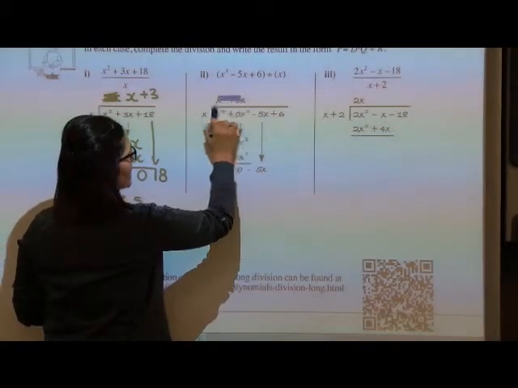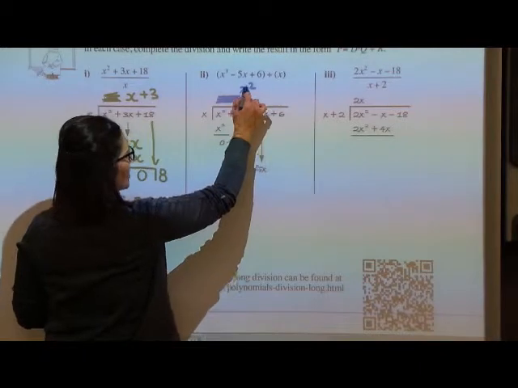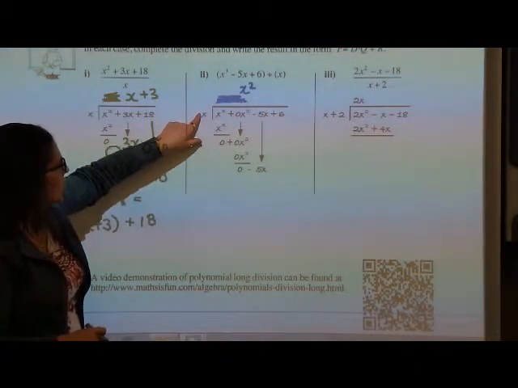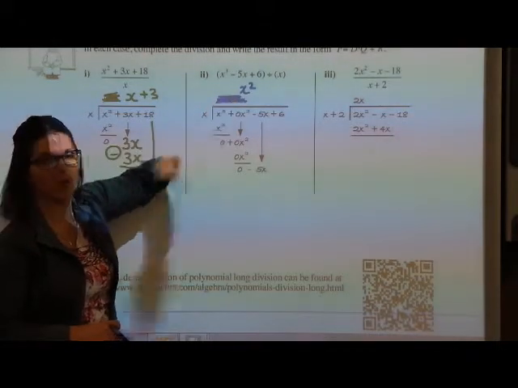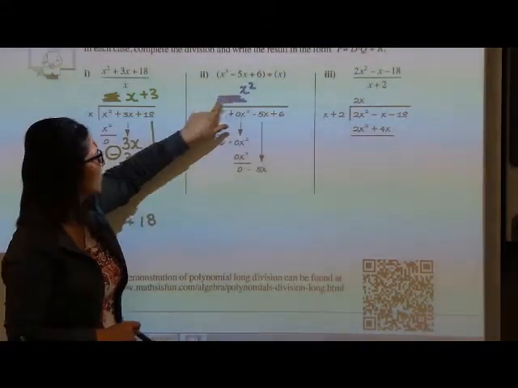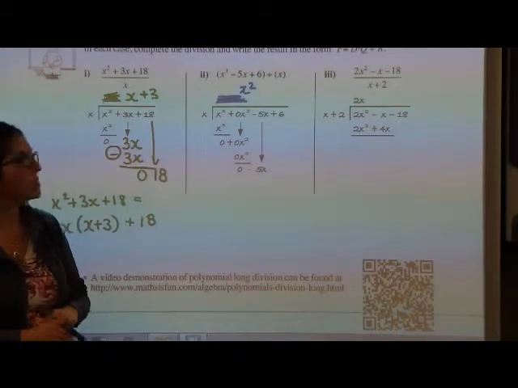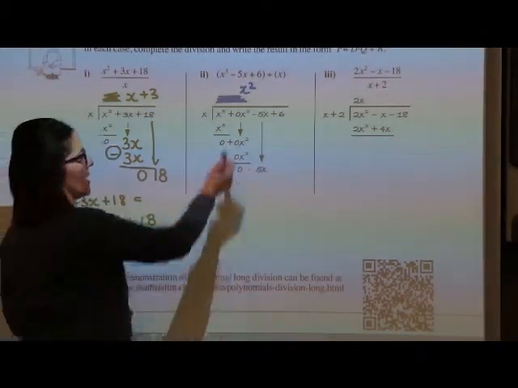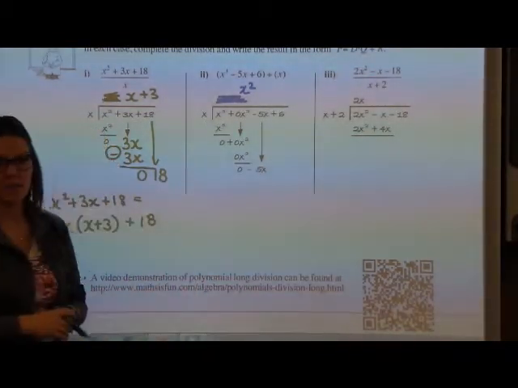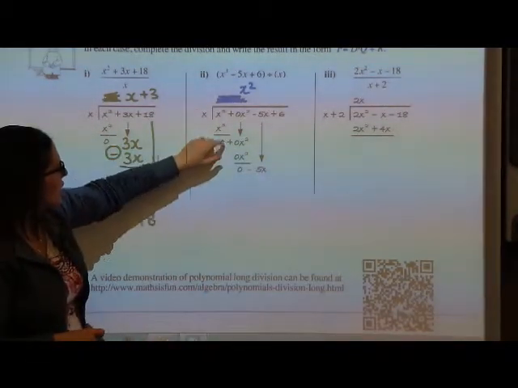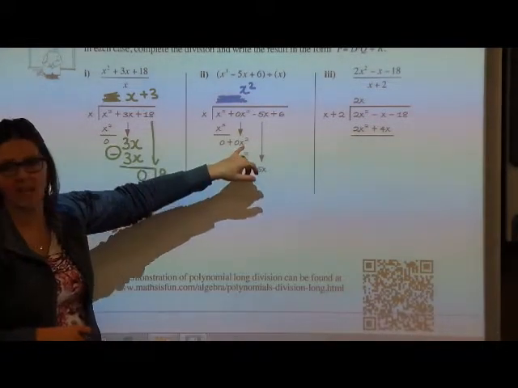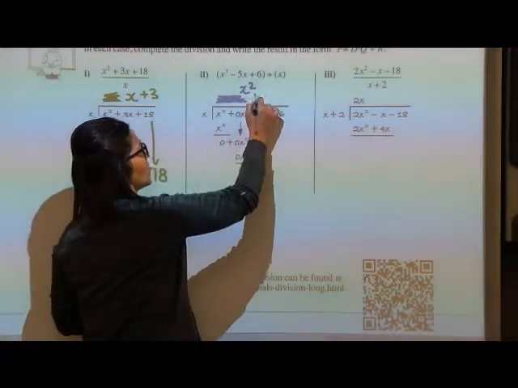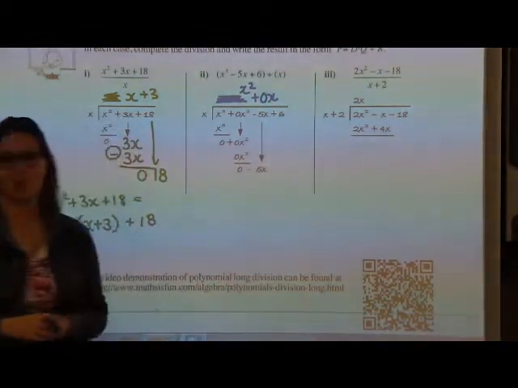And again, to make this easier, I would put the x squared above the x squared. So what I'm looking at is what can I multiply by x to get to x cubed? I can multiply it by x squared. X squared times x gives me my x cubed. When I subtract them, I end up with a 0. So then I bring down my 0x squared. What can I multiply by x to get to 0x squared? I multiply it by a 0x.